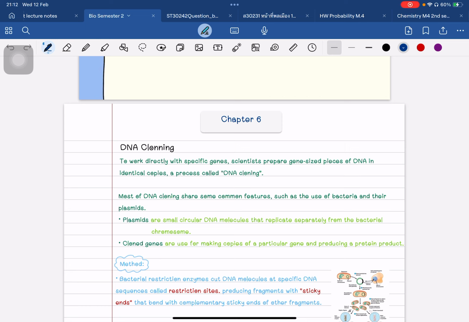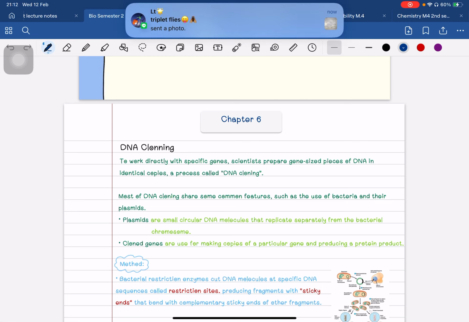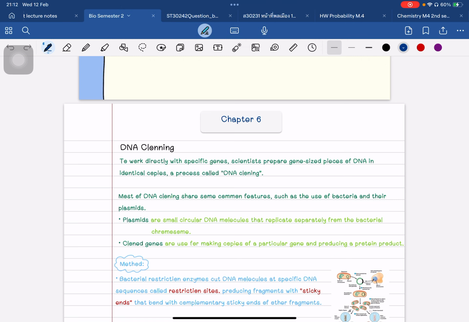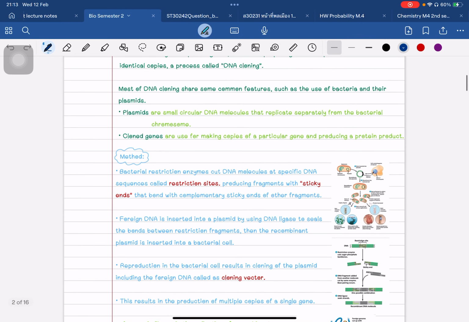To work directly with specific genes, scientists prepare gene-sized pieces of DNA in identical copies. The process is called DNA cloning. Most DNA cloning shares the same common features, such as the use of bacteria and their plasmids. So let's learn about the words plasmid and cloned genes first.